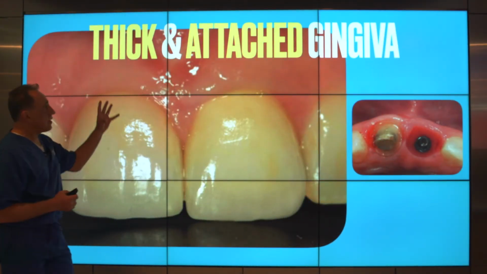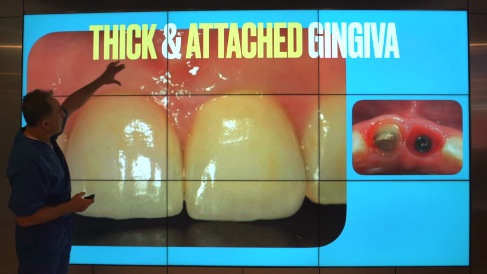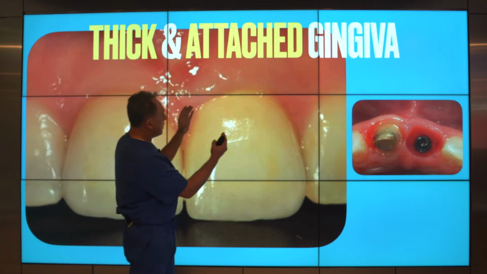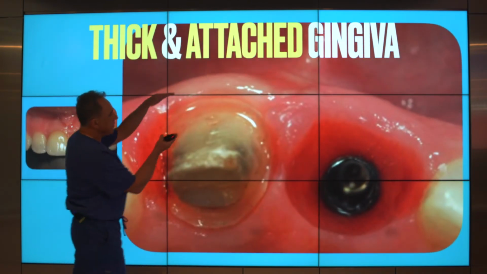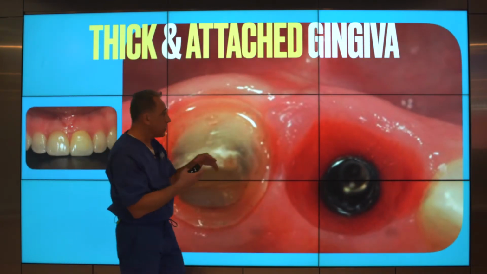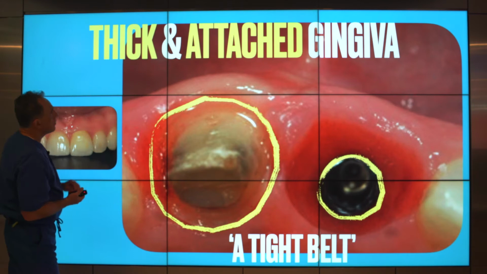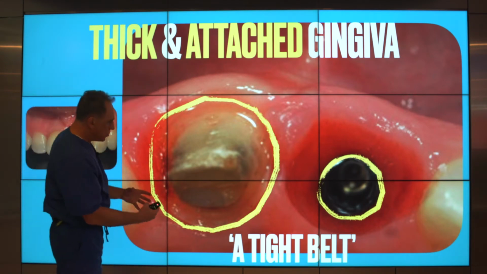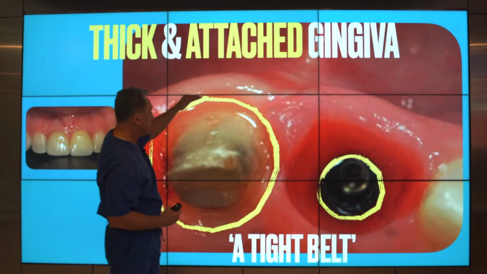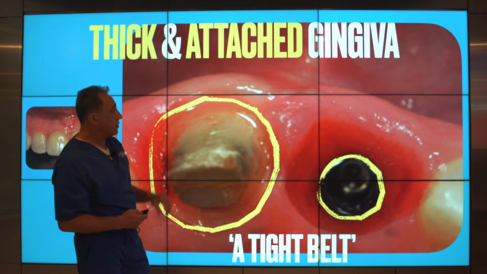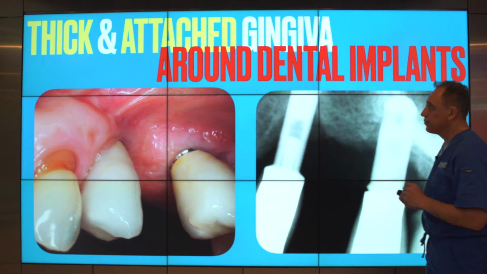Let's take a look at a thick and attached gingiva. Here's a patient. As we discussed, the thick and attached gingiva has a quality that does not move around teeth, and it is thicker and more abundant, both around teeth as well as implants. And the role of an attached gingiva is really to provide almost like a tight belt, like a sealing effect around teeth and dental implants, and this is very important in the longevity and health of both teeth and implants.